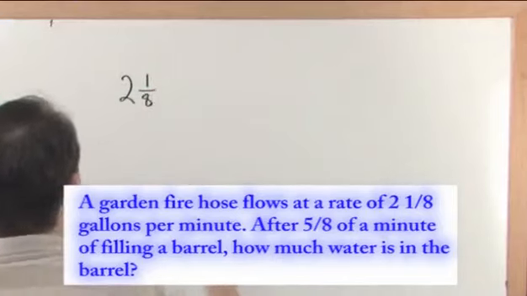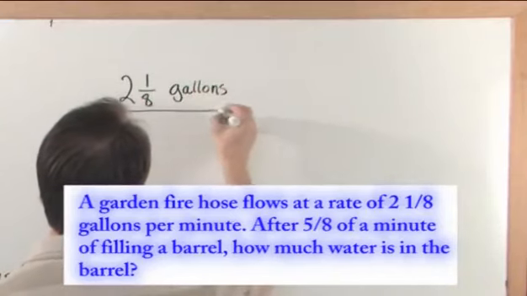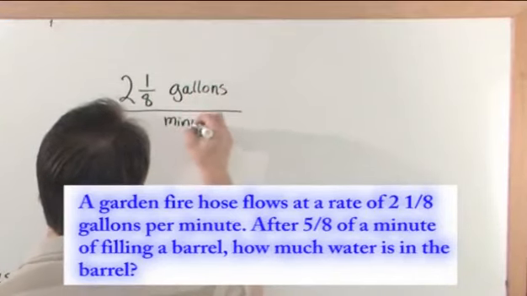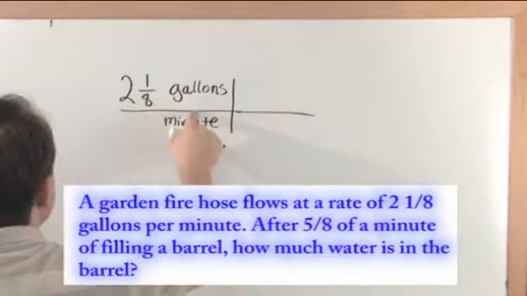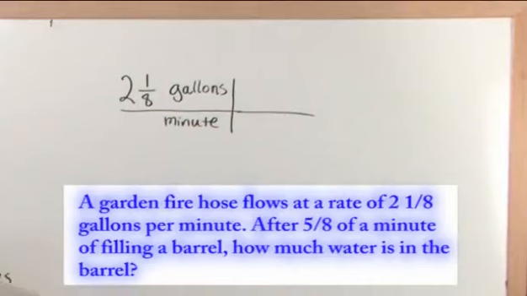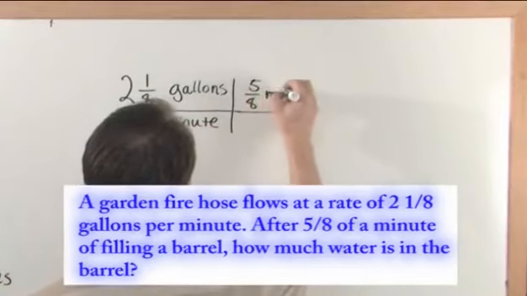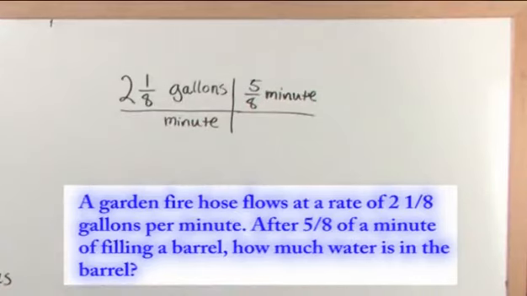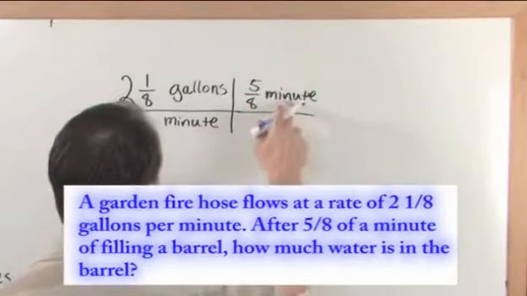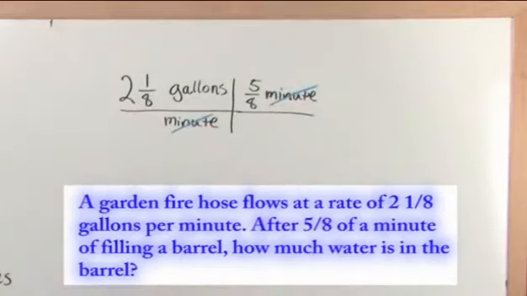You have 2 1/8 gallons per minute. This is just straight from the problem. I'm not doing any math here. 2 1/8 gallons per minute, that's what this means, okay? And if you were to multiply by 5/8 of a minute, again, you weren't sure what to do, but let's just say you did, then you would notice right away that minute on the bottom and minute on the top, they disappear because one's on the bottom and one's on the top.